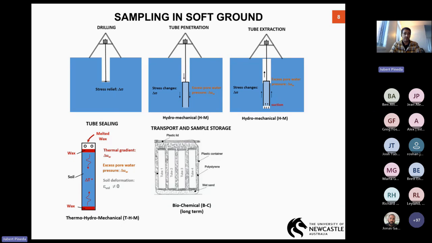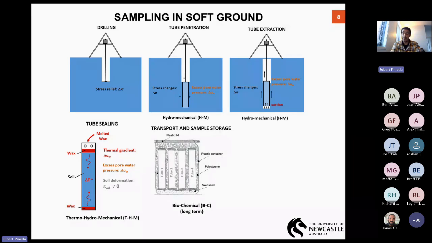This also induces some negative changes in the natural structure of the soil. When we transport our tube samples, we normally place them in sealed containers similar to the one we use for block specimens. We place between 10 to 15 in one of these barrels, and then we place them on top of a layer of wet sand. The intention here is to maintain inside this container a really high relative humidity to minimize drying from each tube.